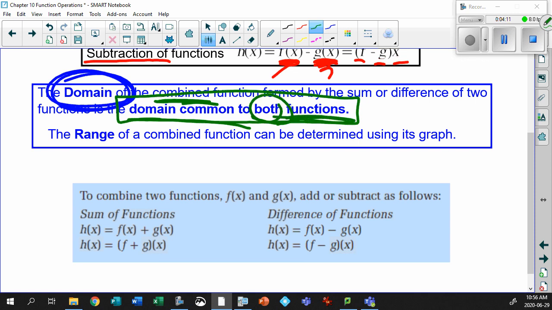The range is a little bit more difficult. So just throw this on your calculator, graph it, and determine the range directly from the graph.